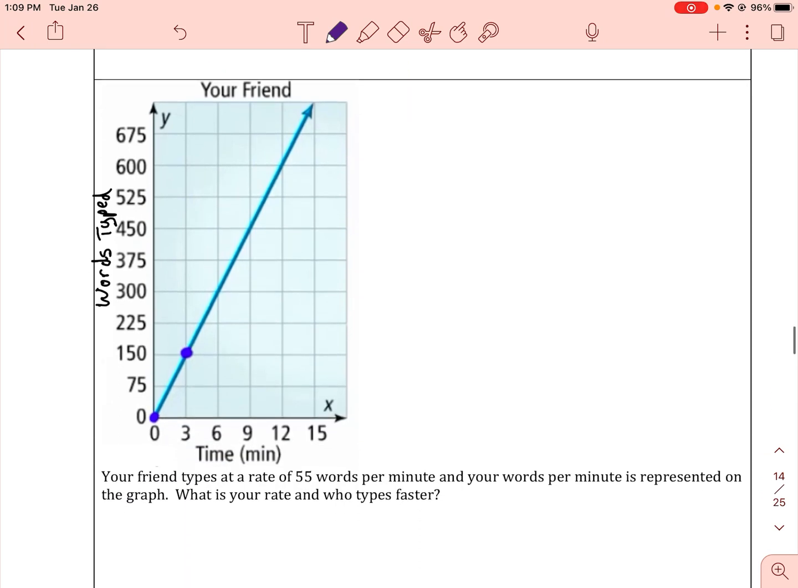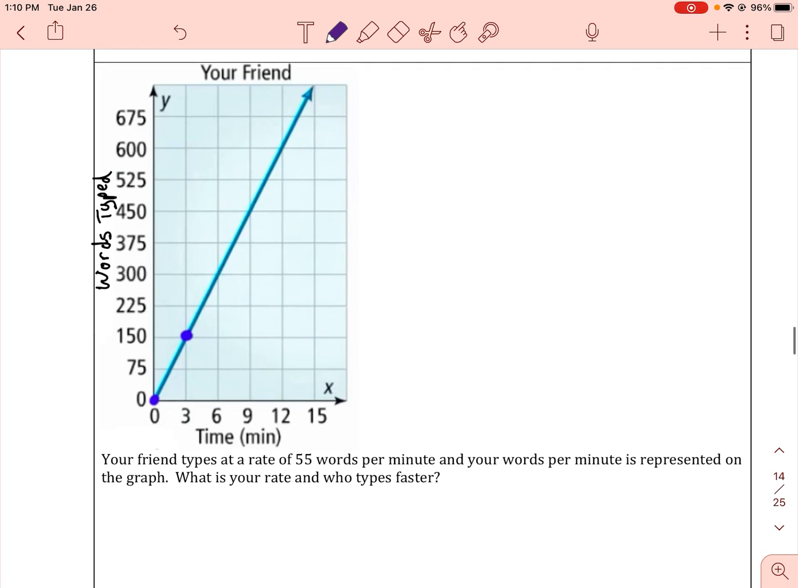And here is another graph that shows words typed and time. Your friend types at a rate of 55 words per minute, and your words per minute is represented by the graph. What is your rate, and who types faster? Well, our friend, their rate is 55 words per minute.